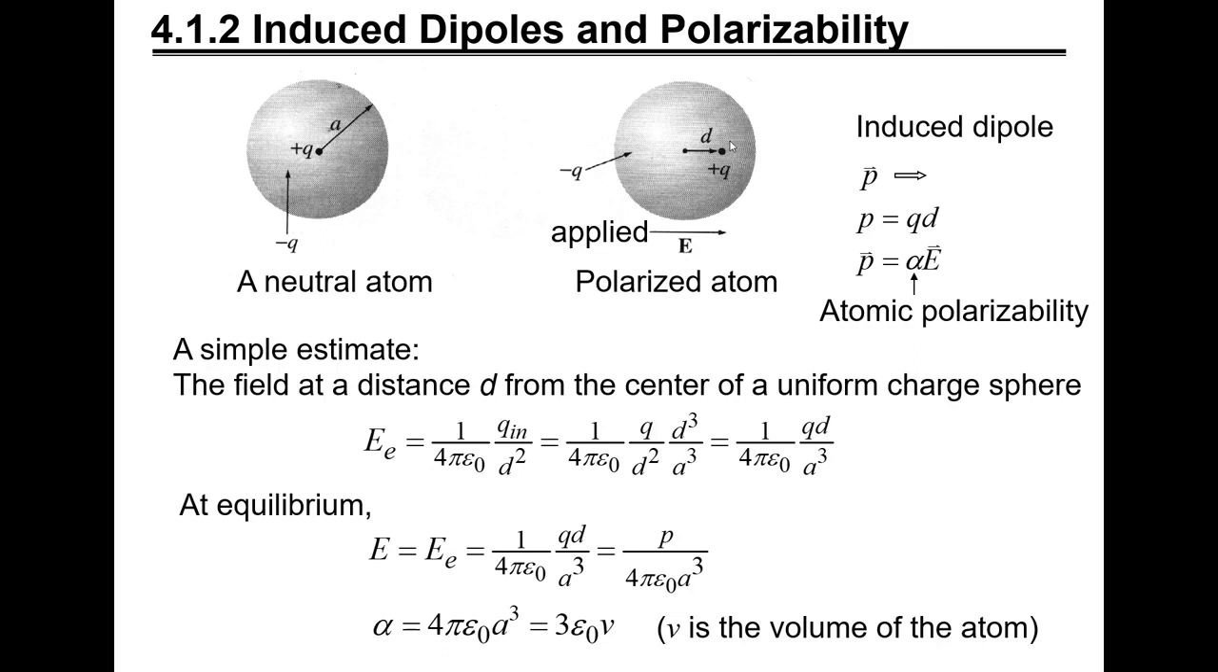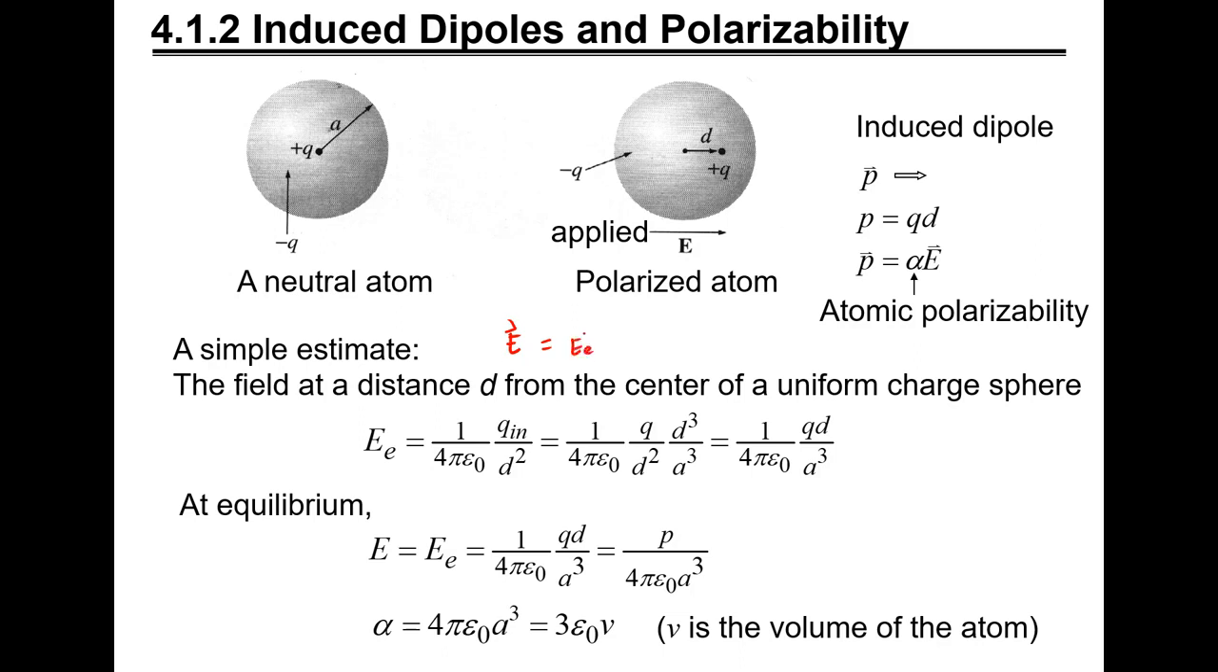So let us assume that equilibrium is achieved when the nucleus is displaced a distance d from the center of the sphere. At that point, the external field pushing the nucleus to the right exactly balances the internal field pulling it to the left. So the external electric field is equal to the internal field pulling it to the left.